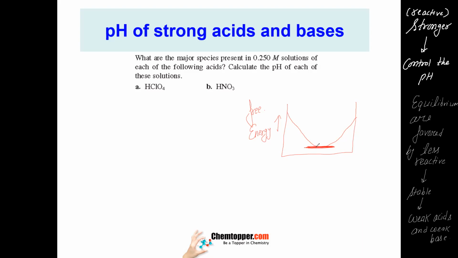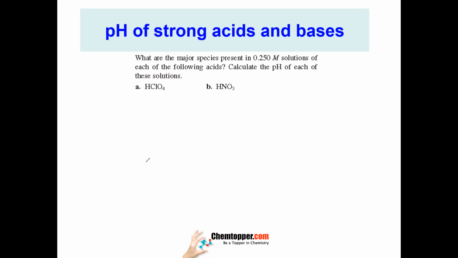Now you can say this also. More attraction, more stable, less reactive, or weak. Not reactive means weak, less reactive means weak. So write down these lines. We have to use them in answering many questions. So we are ready for strong acids.